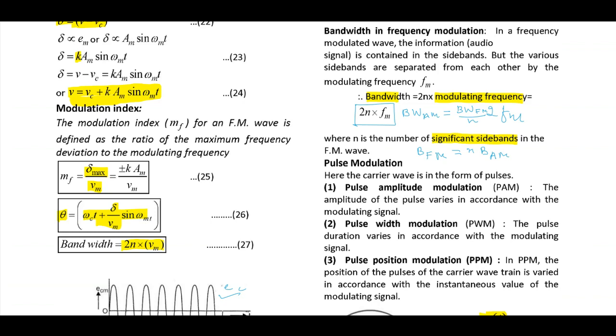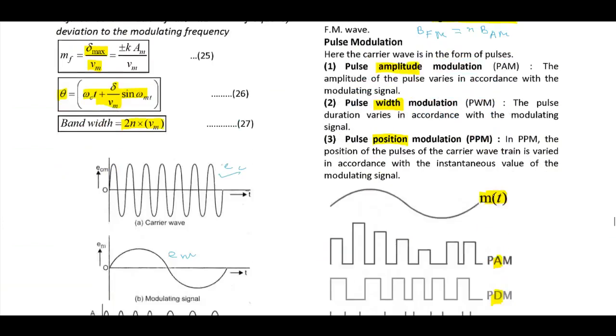Now, another type of modulation is pulse modulation. What is pulse modulation? We have got pulse amplitude modulation, in which the amplitude of the carrier is varied. In pulse width modulation, the pulse duration or width is varied. In pulse position modulation, the pulse position is varied. Let us understand all this from this diagram.